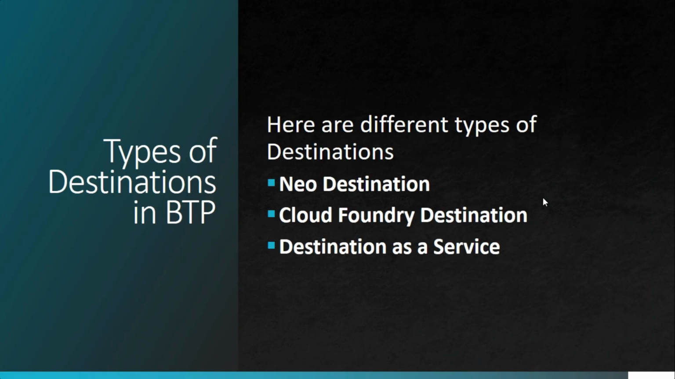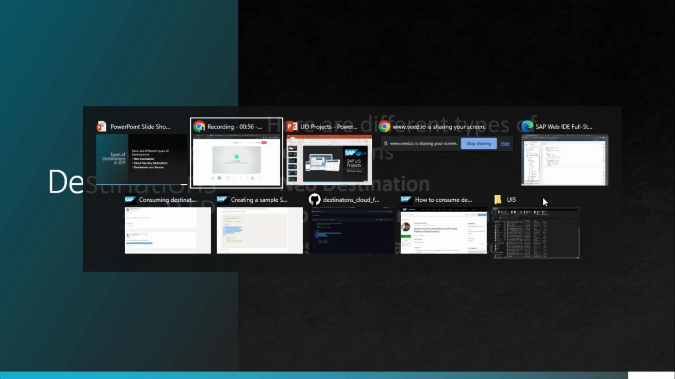So there are different types of destinations in BTP. We have already covered the new destination. For that, we have created a different video. We'll add the video link in the description. In this particular video, we'll focus on Cloud Foundry destination.